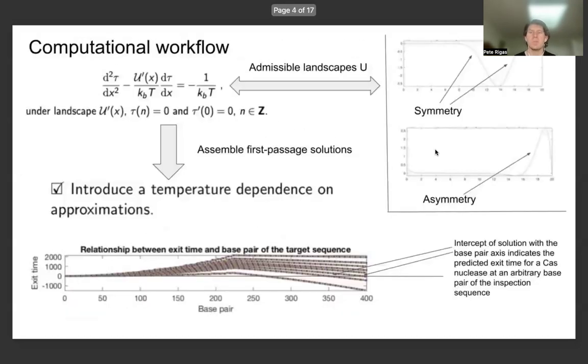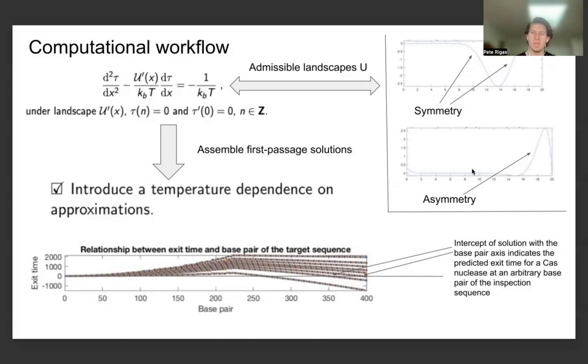And the computational workflow from this type of second order differential equation, so that we can further develop on both more applied and theoretical perspectives later in this part of the series, is that given that we have this second order differential equation in tau, we can look at admissible landscapes U, where there can be different types of landscapes in which there can be some symmetry, namely there's like an energy well amongst some base pairs of the sequence that the CRISPR-Cas enzyme or other types of enzymes have to inspect.